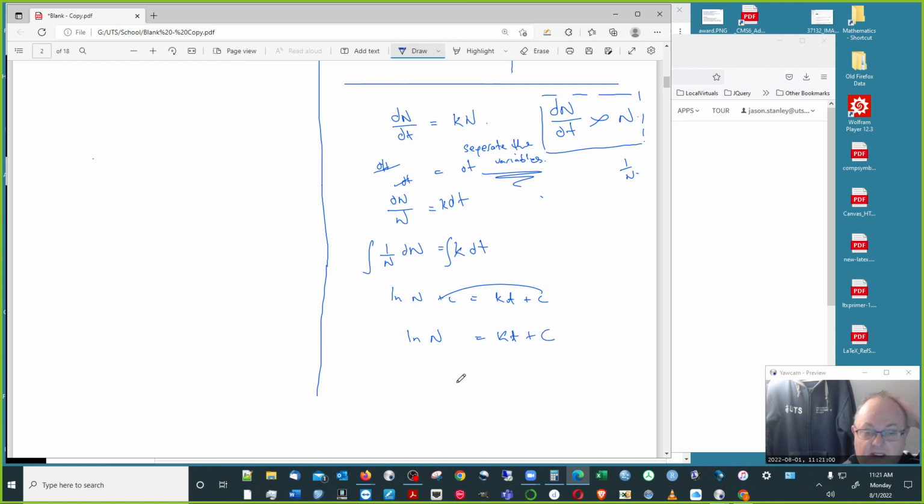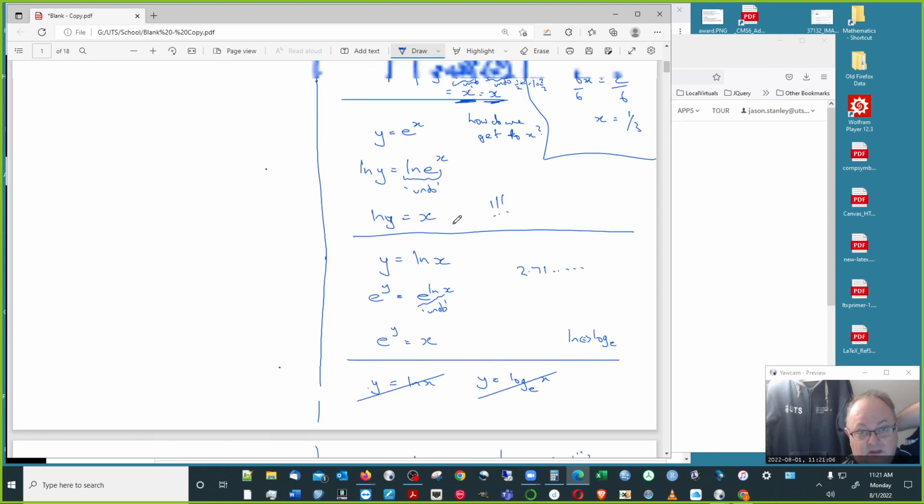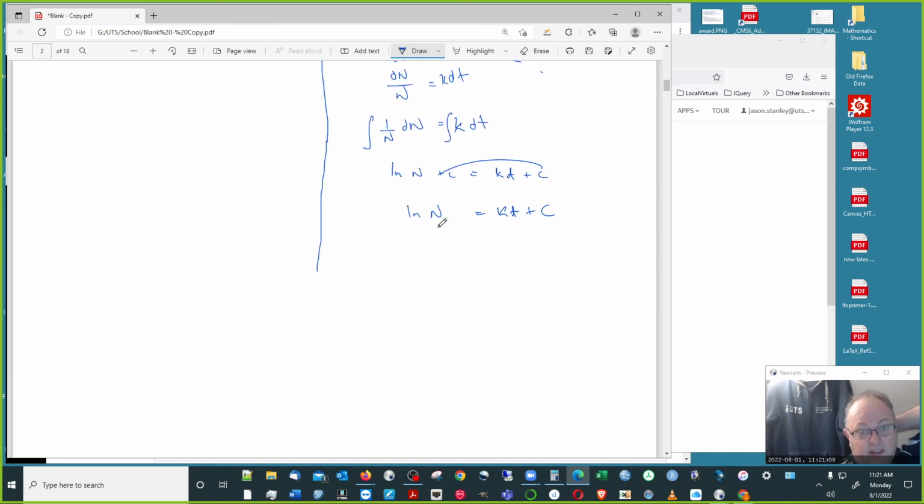Now the problem we're getting to is here's an example that uses this mathematical idea of undo. So how do I get to the n? How do I get to find out what the population is? Well, it's ln of n. So what have I got to do? I've got to use e. I've got to take ln.